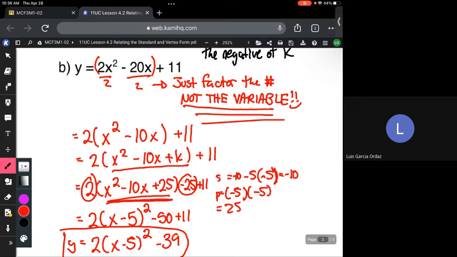So if I actually do it on Desmos, we can check if we're right. So I'm going to pull up the thing in Desmos. So this is my standard form. Did we get that as my vertex when we did it? Yes. So we did it right. Good job, guys.